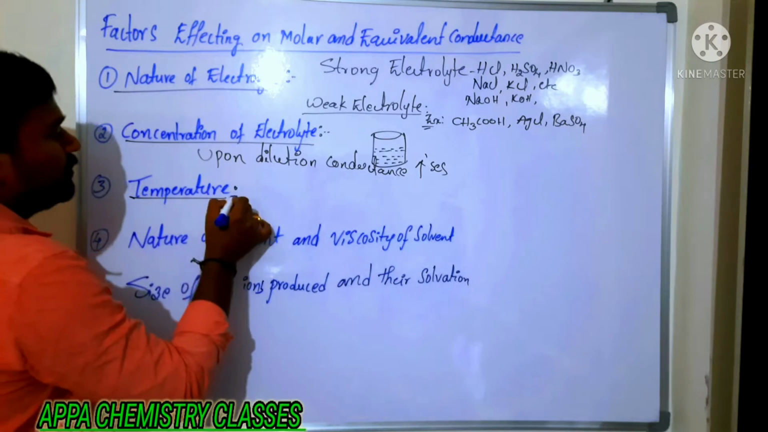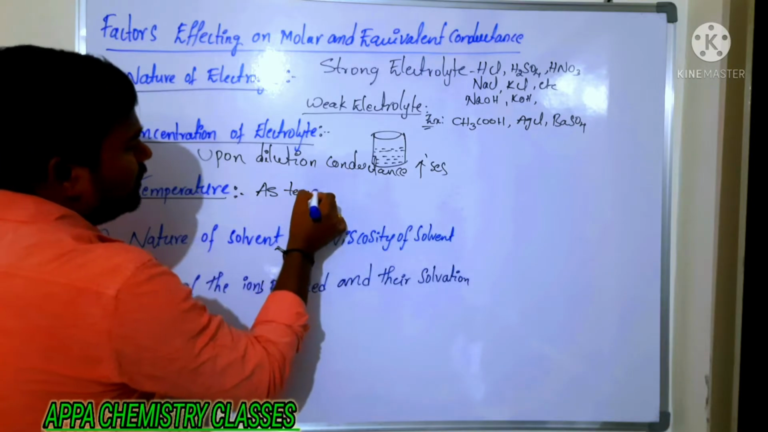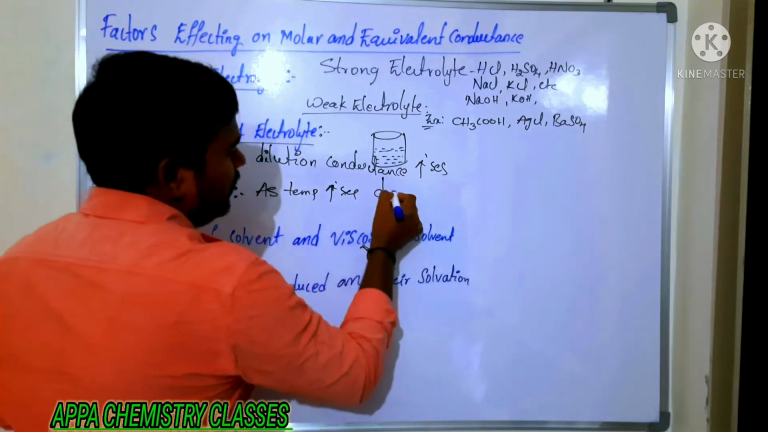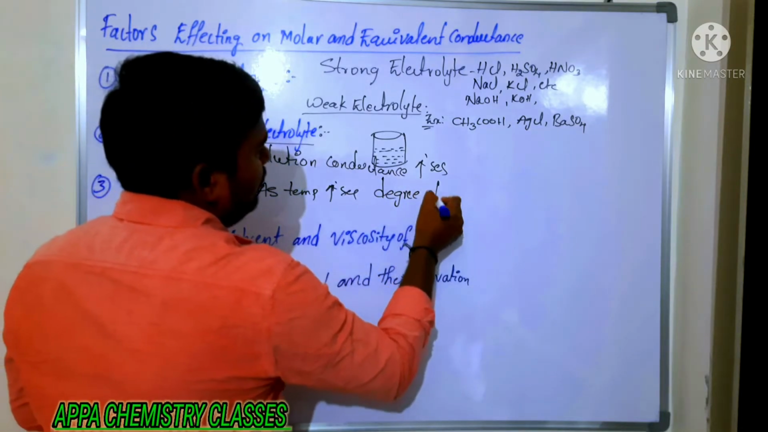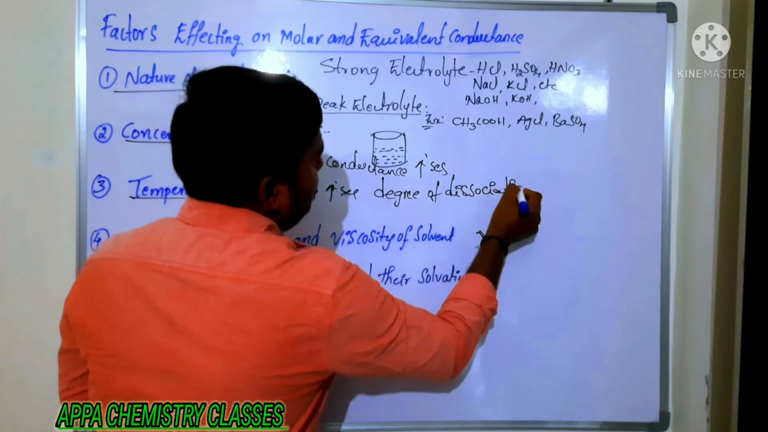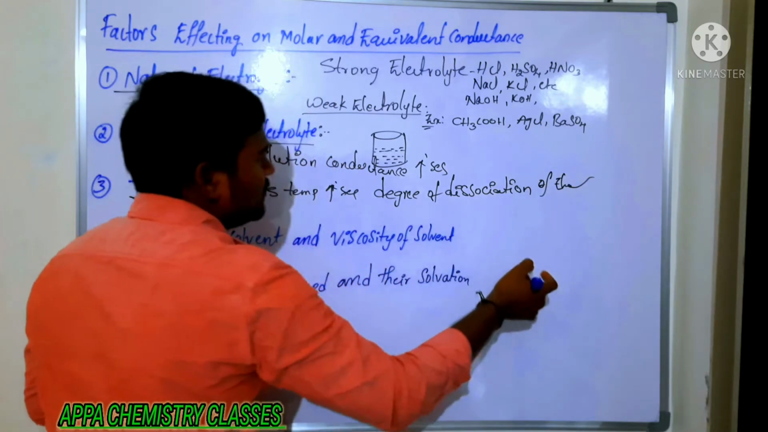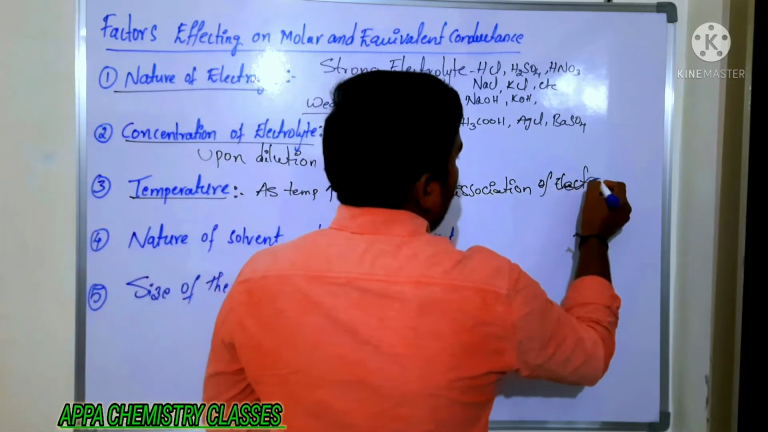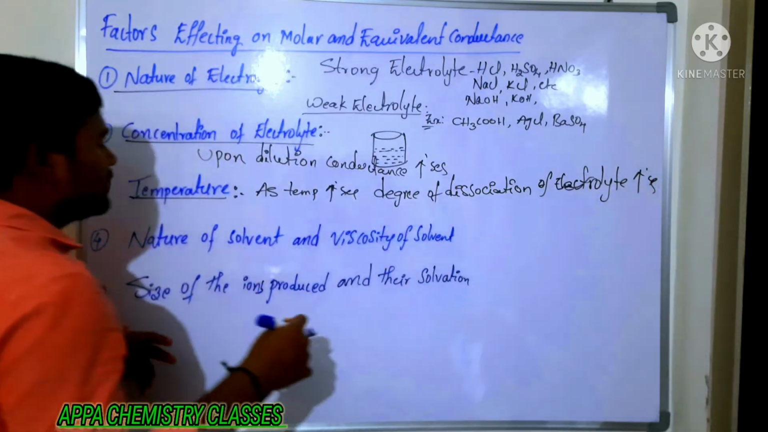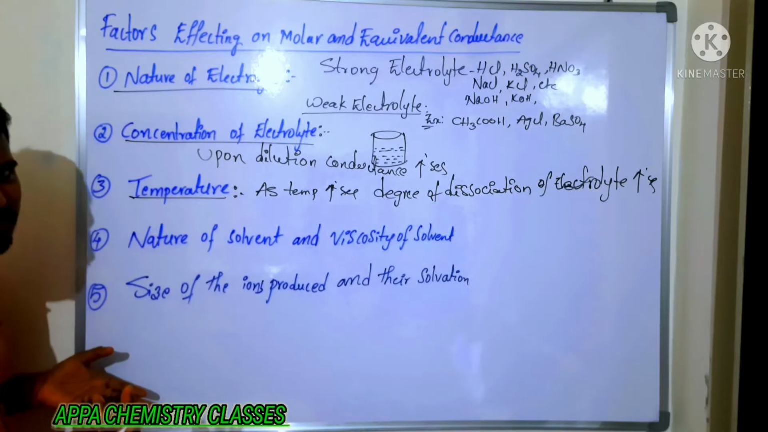Next, temperature. As temperature increases, the degree of dissociation of the electrolyte increases. As the degree of dissociation of the electrolyte increases, conductance increases.